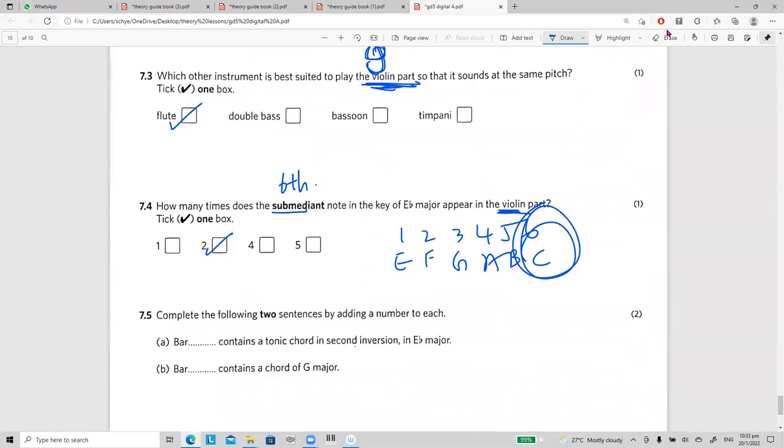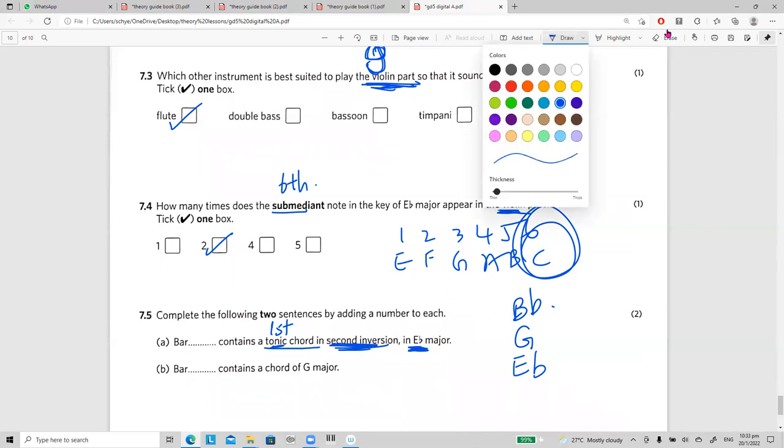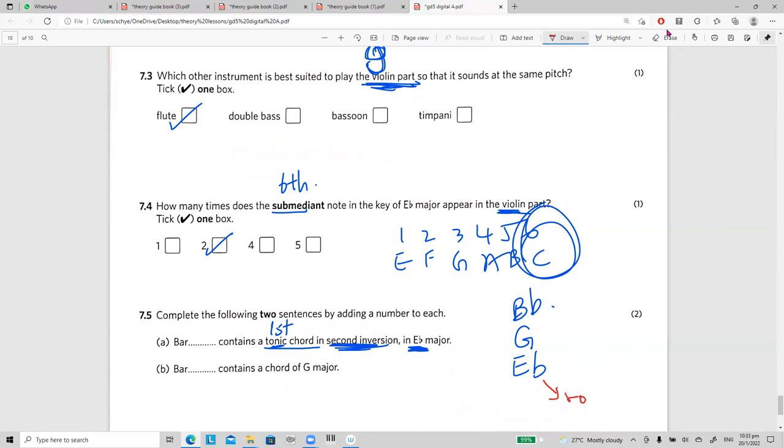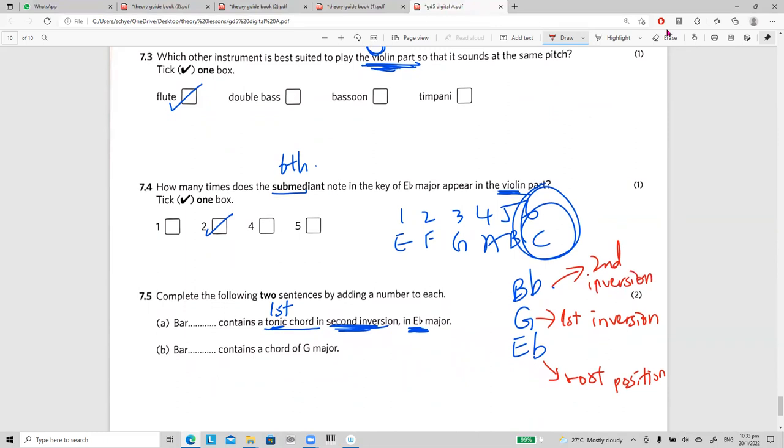Which bar contains a tonic chord in second inversion, E flat major? Tonic means the first note, so the chord must start with E flat: E flat, G, B flat. If E flat is at the bass, it's called root position. If G is at the bass, it's first inversion. If B flat is at the bass, it's second inversion. So for second inversion, you need to look for this at the bass. The lowest note must be B flat, and the rest of the notes must be E flat and G.